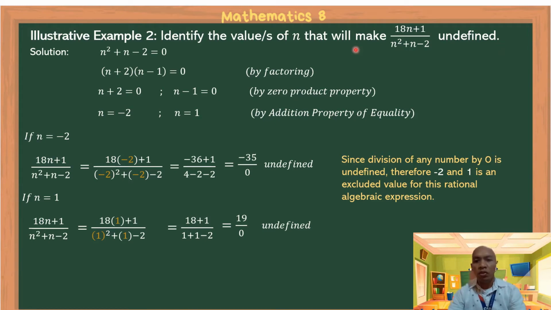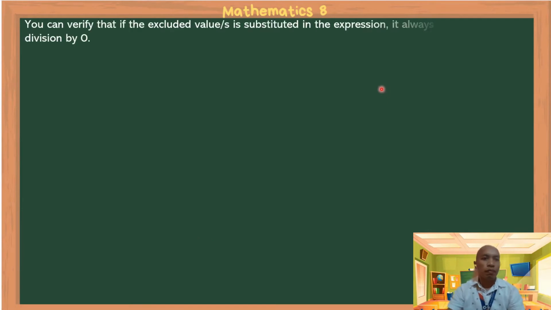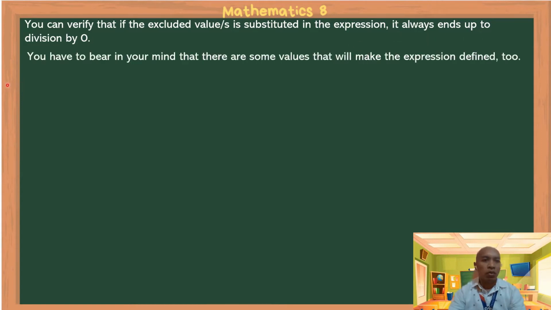Since division by 0 is still undefined, we can say that in this given expression, the excluded values are negative 2 and positive 1, because these values will make the denominator equal to 0. So you can verify that if the excluded value is substituted in the expression, it always ends up as division by 0. You also have to bear in mind that there are some values that will make the expression defined, meaning the denominator is not equal to 0.